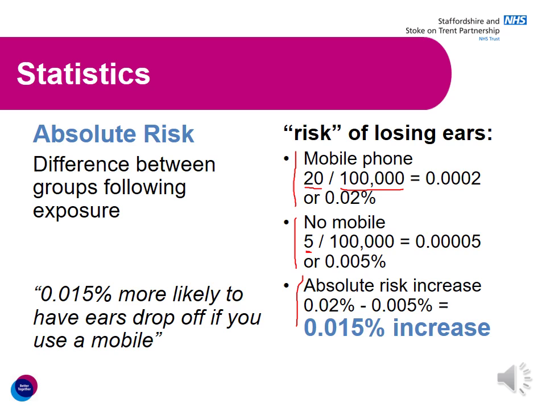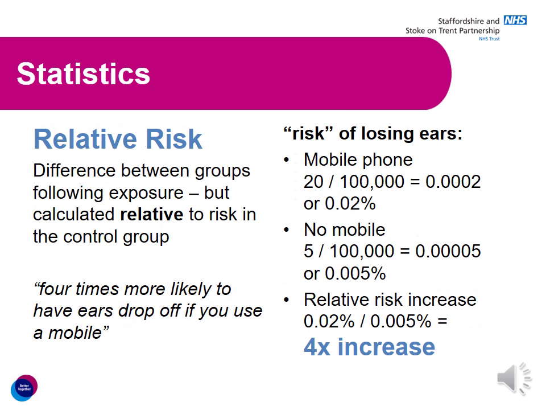Now, when you look at that absolute risk increase, you probably feel fairly safe and happy about using these phones after this imaginary study. But there is another measure, which is the relative risk. And the relative risk is calculated differently. Instead of taking one risk away from the other, we are dividing one by the other to give us a ratio. In this case, we see that 0.02 is 4 times bigger than 0.005. So our relative risk, which is the ratio between these two risks, one divided by the other, is 4.